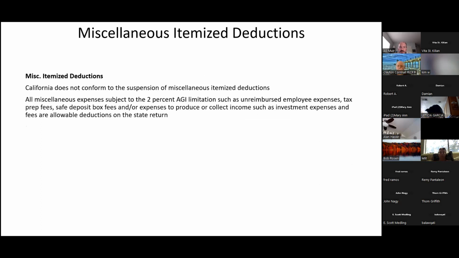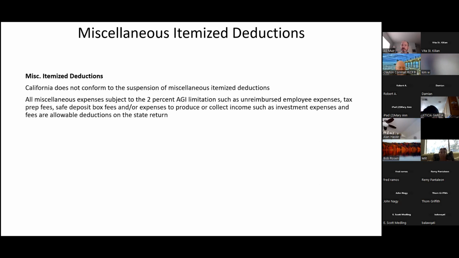Miscellaneous itemized deductions. You might remember, if you've been in the tax world for a few years, about 4 or 5 years ago the Tax Cuts and Jobs Act was passed. On the federal side, it eliminated, or suspended I should say, the miscellaneous itemized deductions. Suspended means if Congress doesn't take any action, they're going to be resurrected. But for the state of California, there are certain expenses that you're allowed.